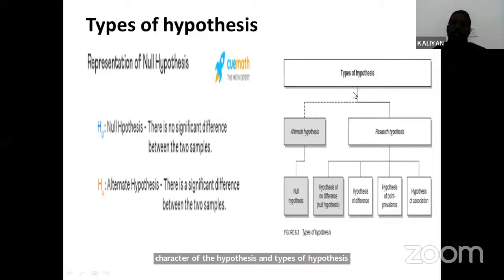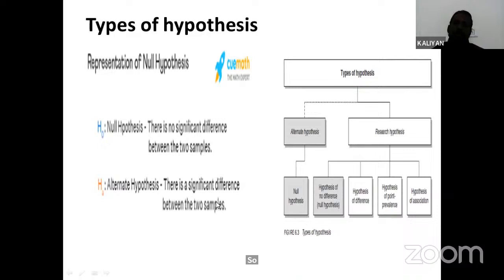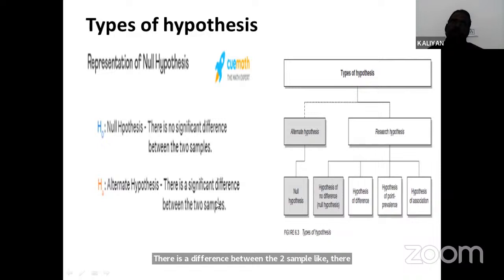So, types of research hypothesis: there are two hypotheses, the null hypothesis and the alternative hypothesis. The alternative hypothesis means there is a significant difference between the two samples, like a difference between dependent variable and independent variable. For example, if I study hard, if you study more, I will score more. So this is an alternative hypothesis.